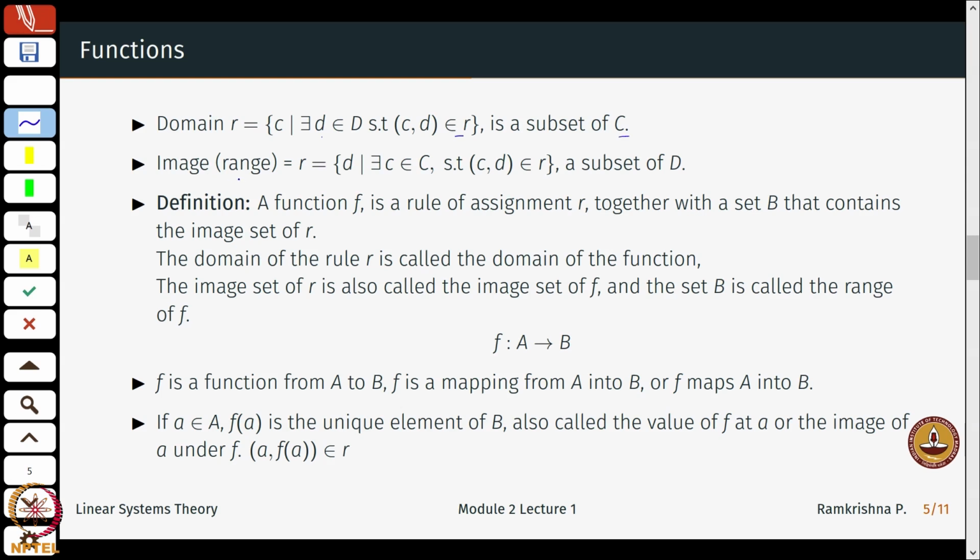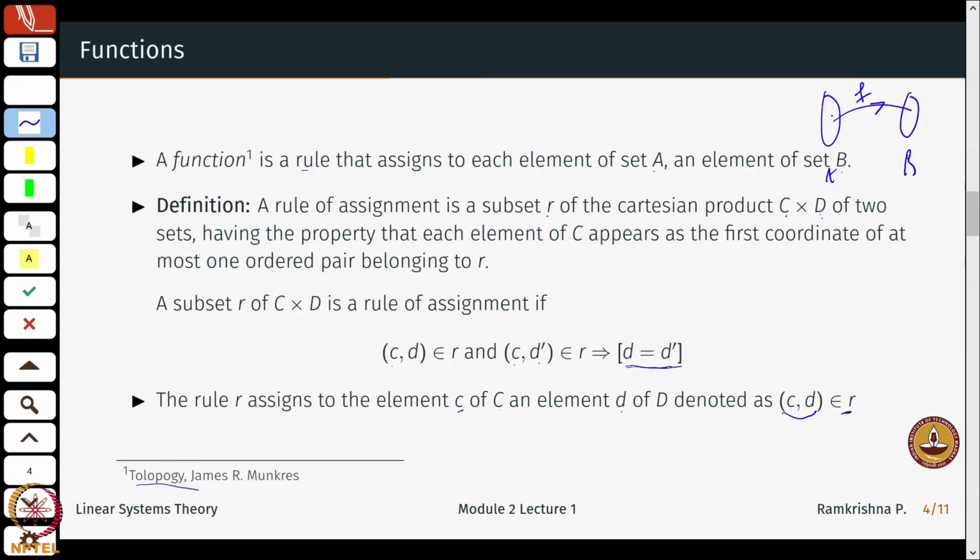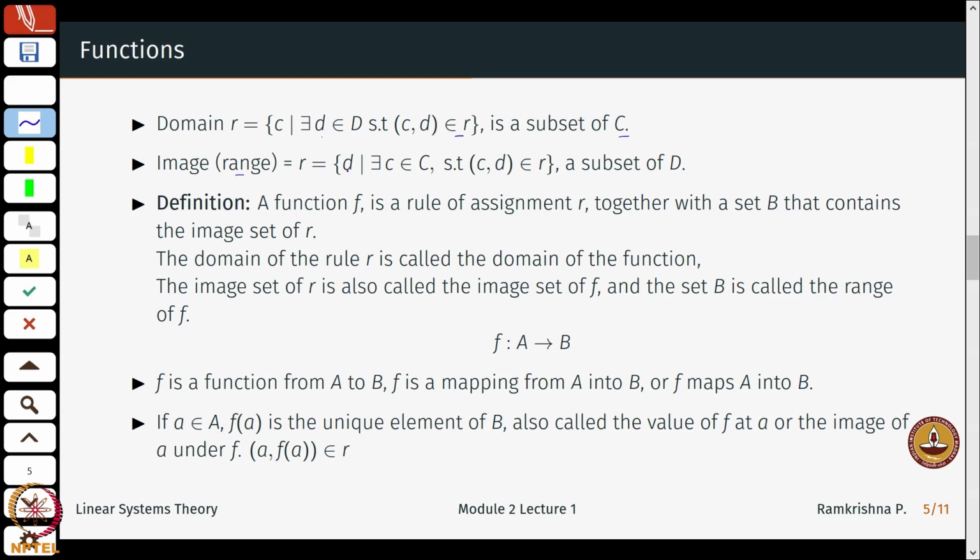Similarly, the image, also called the range, of R. Again, if I just look at this picture, I would associate the domain to the left hand side, and the right hand side is what I will define shortly as the image. So this image is the set of all points d such that there exists a c which comes from C, and these c and d together are associated to this rule R. And not surprisingly, the image or the range is a subset of D. It could again be the entire set D too. Okay, now in general, how do we define a function?